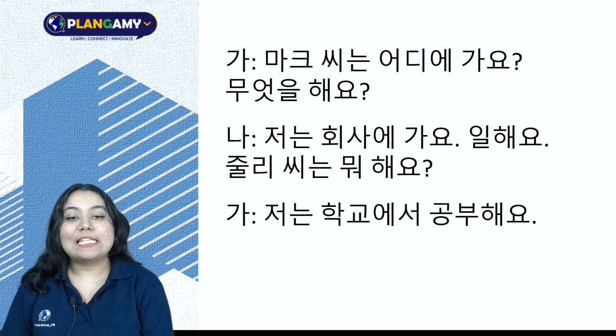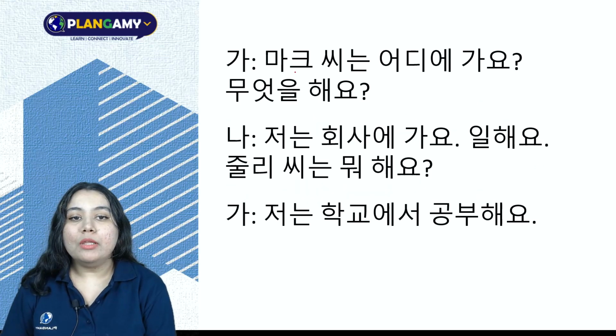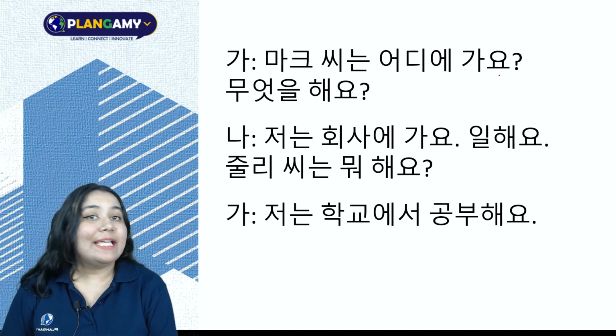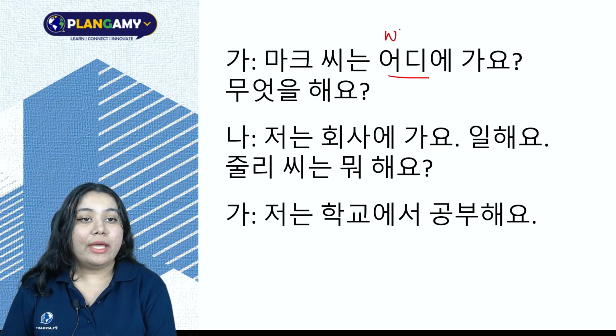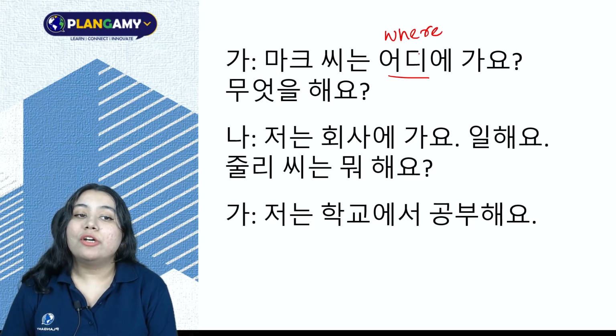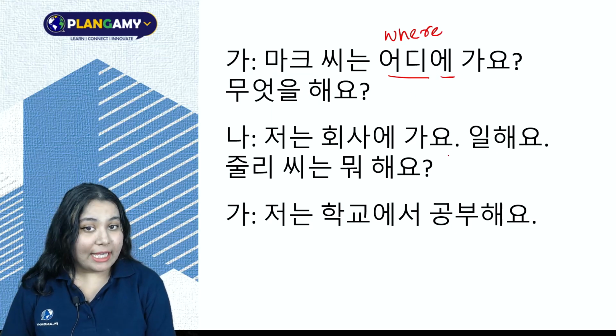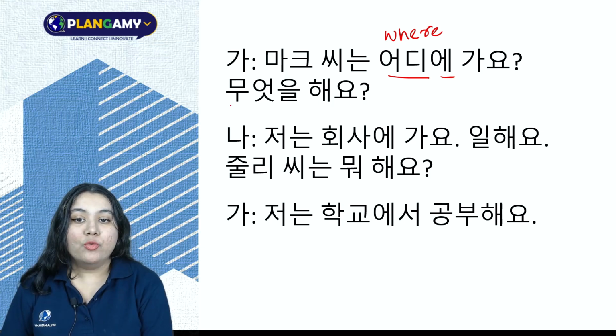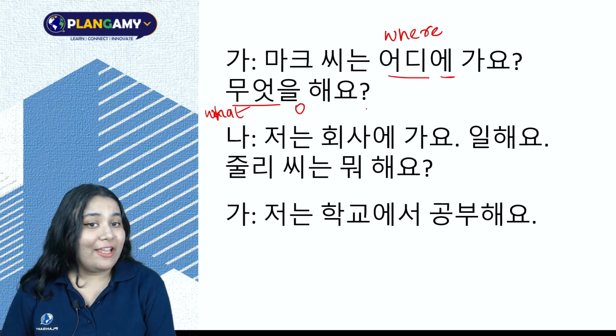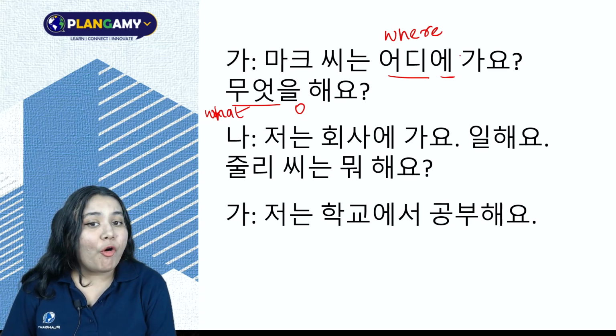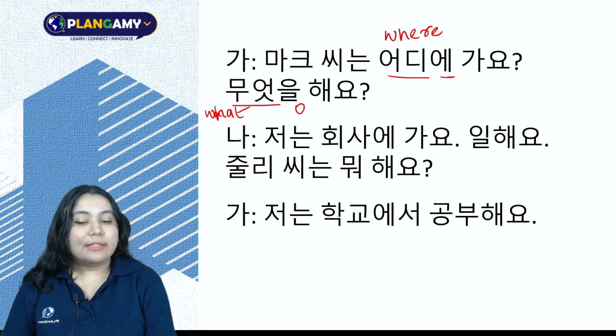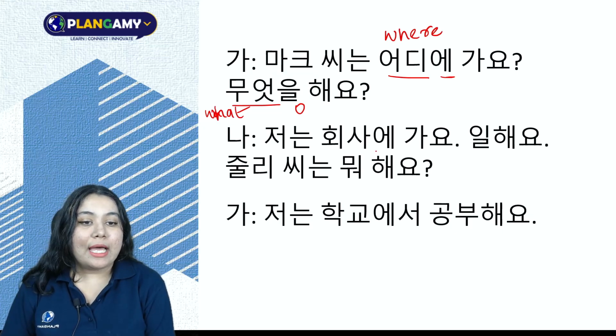Okay, let's see this conversation. 마크 씨는 어디에 가요? 어디 is where. Again this is my 장소, noun location, so I add 에 가요. 마크 씨는 어디에 가요? 무엇을 해요? 무엇 is what. To 무엇 I'm adding the object marker. So 무엇을 해요? Mark, where do you go? What do you do? Mark replies, 저는 회사에 가요. I go to the company.